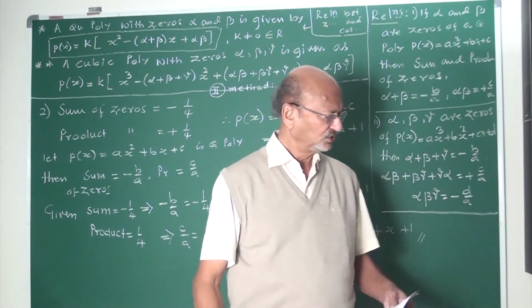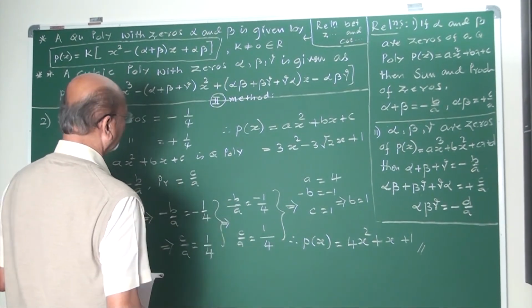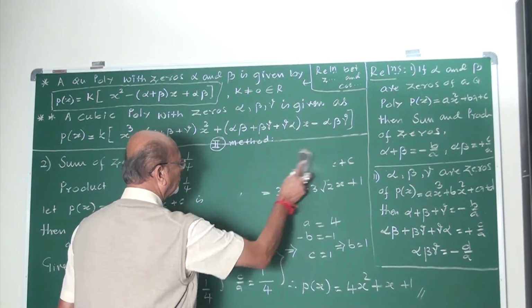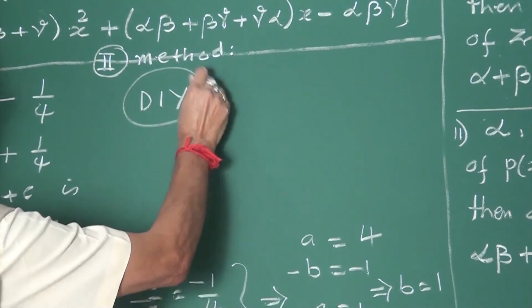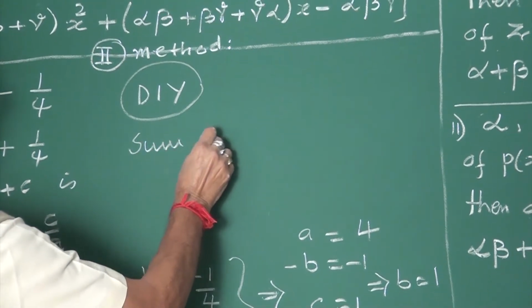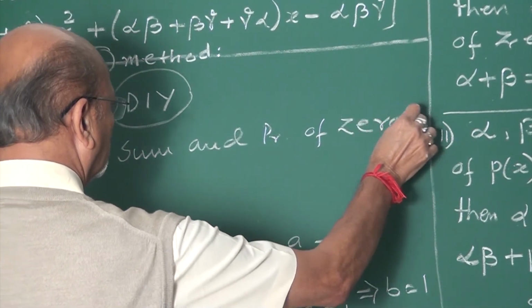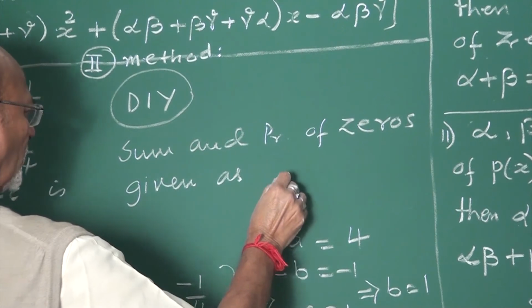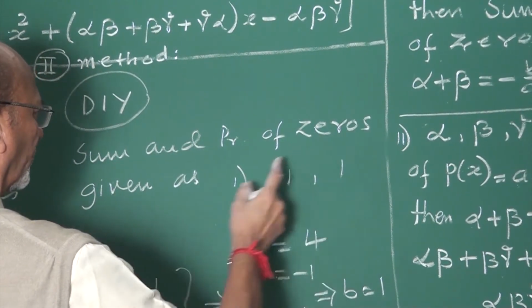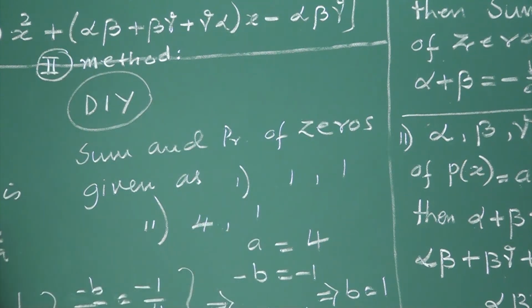Just one or two, you try, my friends. Try. DIY. Two examples you try. DIY. Sum and product of zeros given as: both are 1, my friend. Sum is 0, product is 0. Second, sum is 4, product is 1.